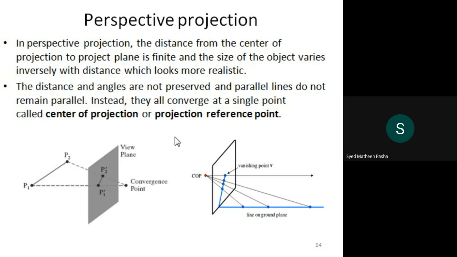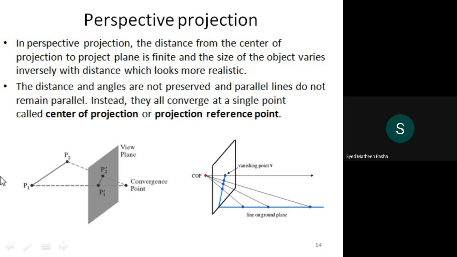In parallel projection, as I told, the angle is not much considered with respect to the projection part. But in perspective projection, there is a term called distance. This distance matters a lot in perspective projection. That is, in perspective projection, the distance from the center of projection to the projection plane is finite, and the size of the object varies with respect to the distance.